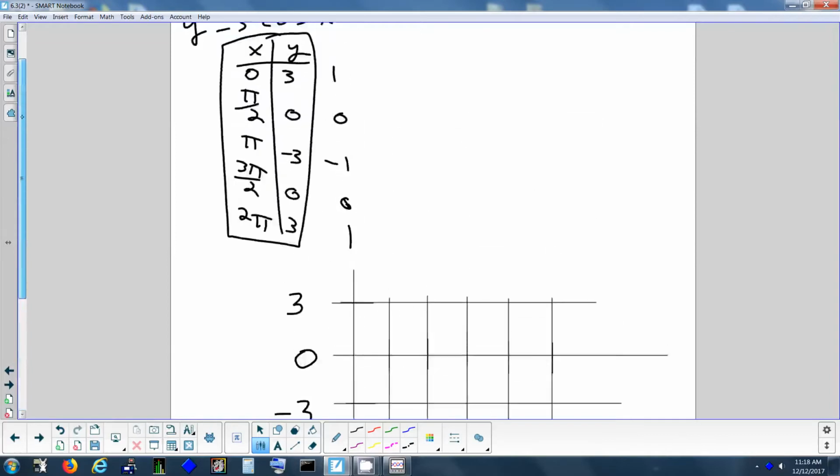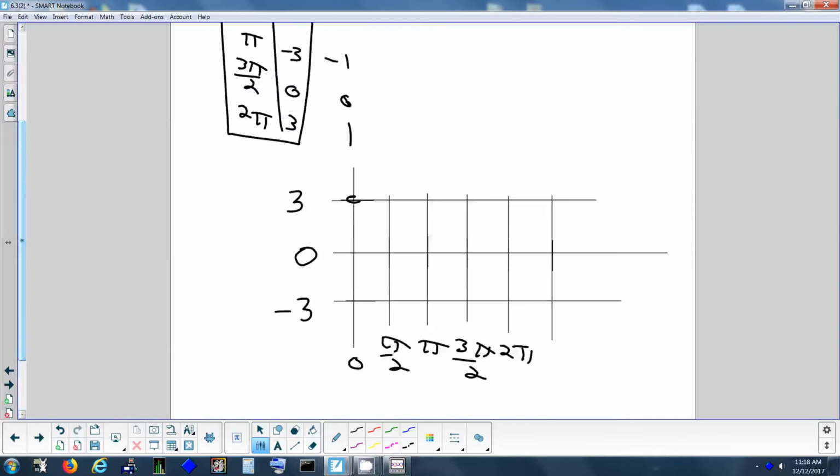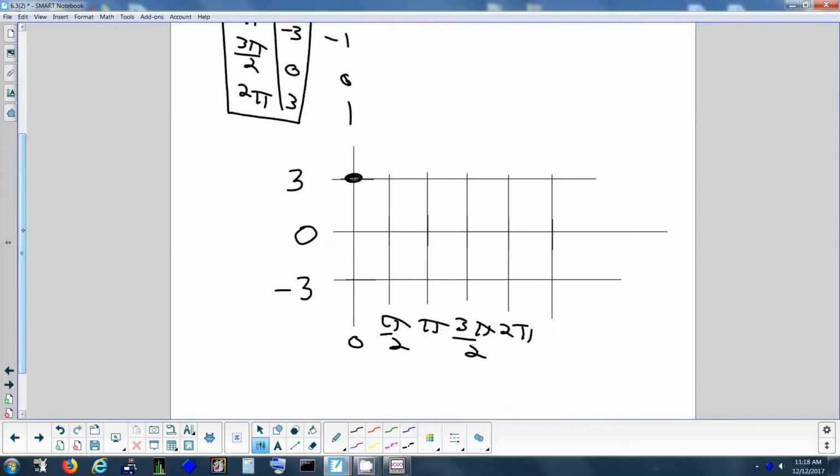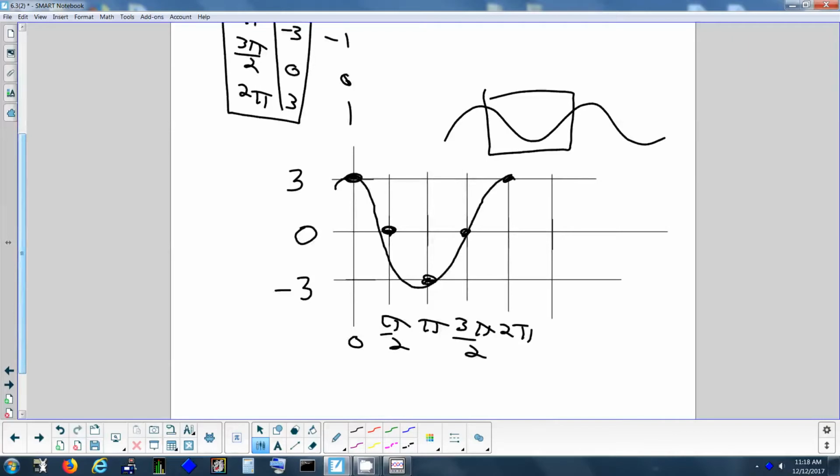Okay, let's make our graph. So we've got 0, 3, pi over 2, 0, pi, we're at negative 3, 0, back to 3. This is the one that sometimes people make straight, but remember, it's the middle part of a wave, so it is a V shape, but it doesn't come to a point. Kind of something like that. And that's your sketch. Okay, any questions on that one?